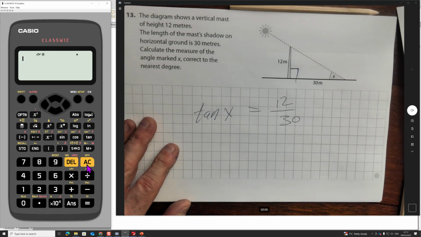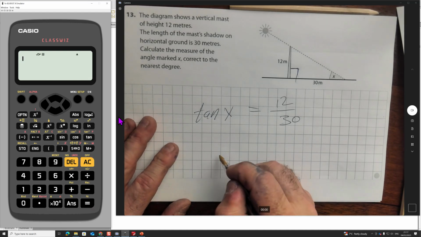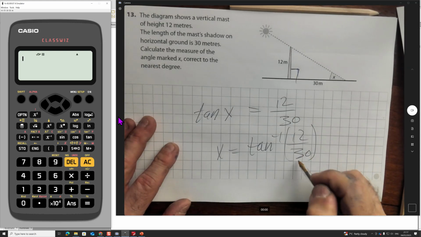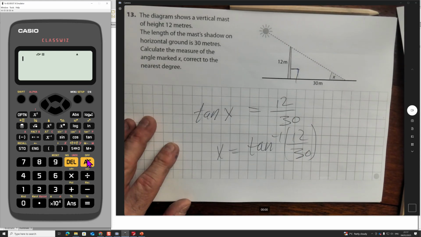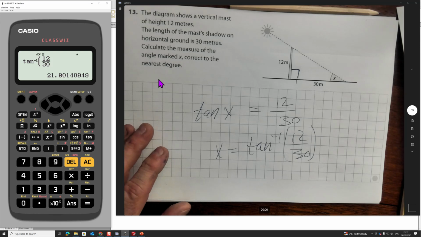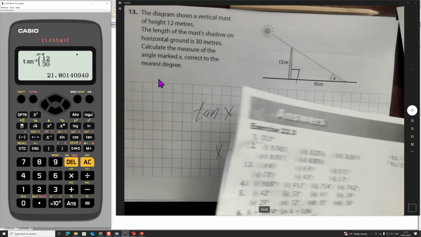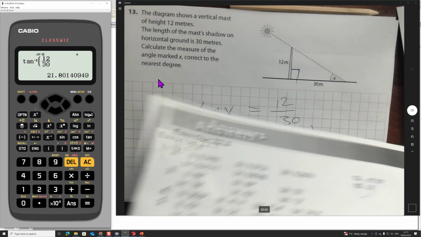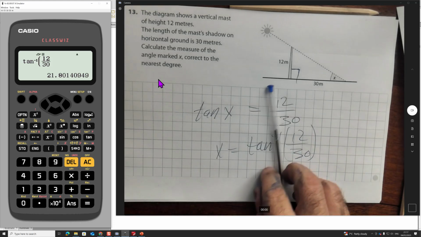Don't ever reduce your fraction, because there's no point, you're going to the calculator to do all that anyway, when it's doing a much more important thing. So x equals inverse tan 12 over 30. Absolutely no point in reducing that fraction at first. 21.8, so the nearest degree is 22, and that's it there.